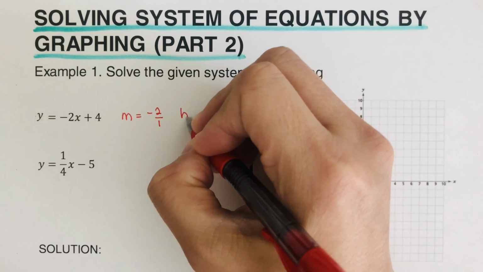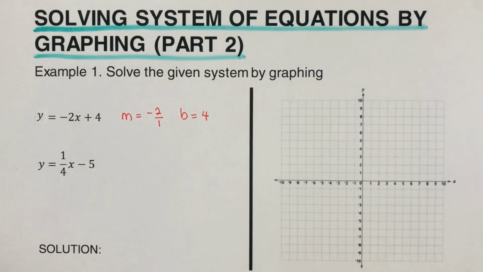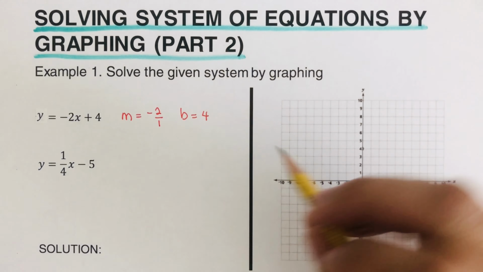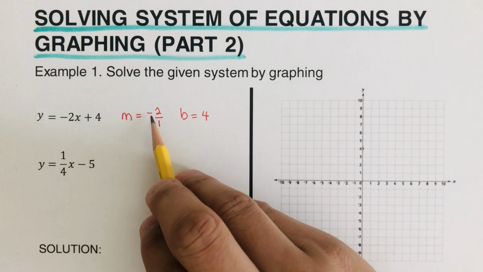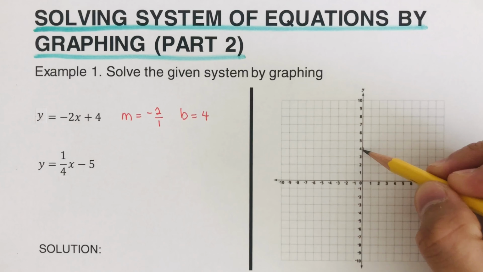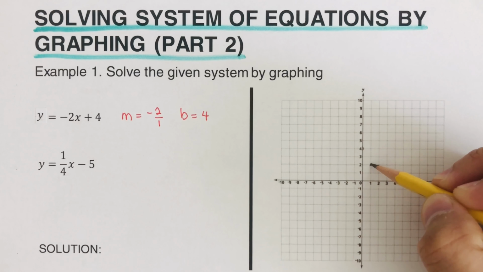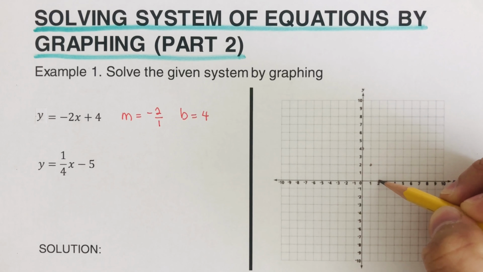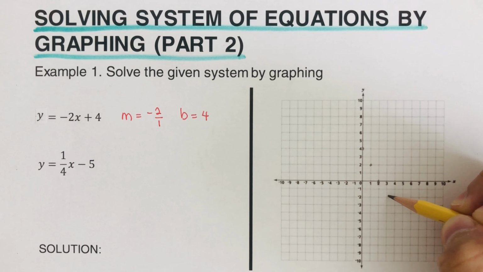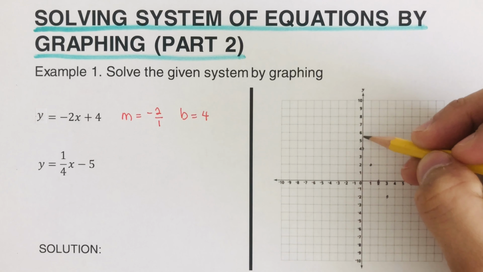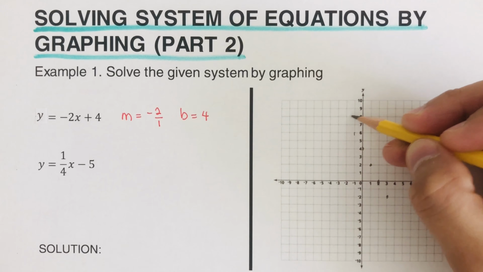the y-intercept is 4. So if we were to graph this, we start on the y-intercept 4, so it's going to be over here, so that's 4. And then it says that the slope is negative 2 over 1. That means we go down 2 and right 1. So we go down 2, right 1, down 2, right 1. Or we can go the other way around, up 2, left 1, up 2, left 1.